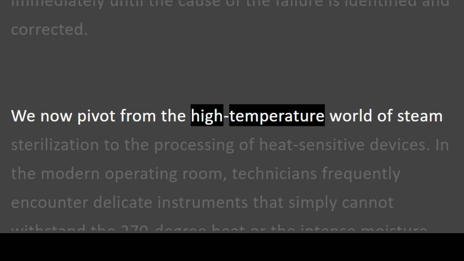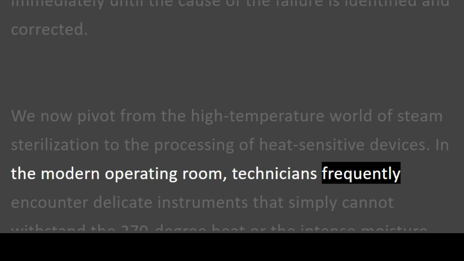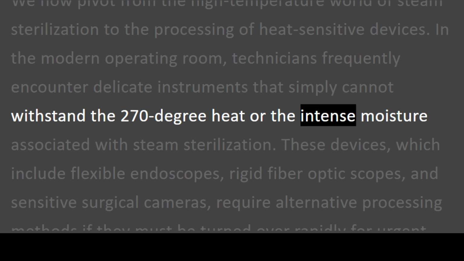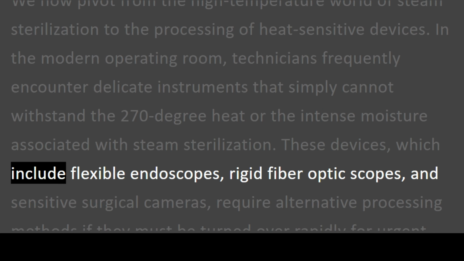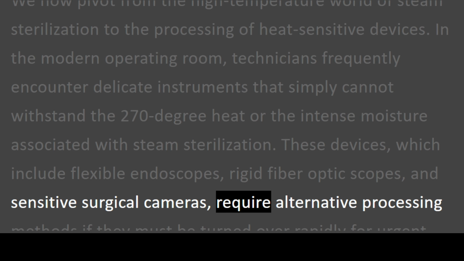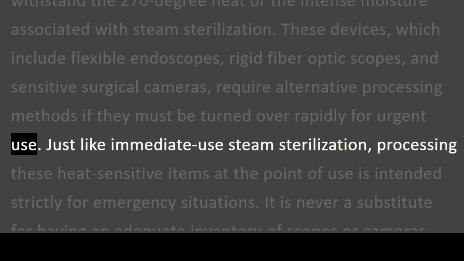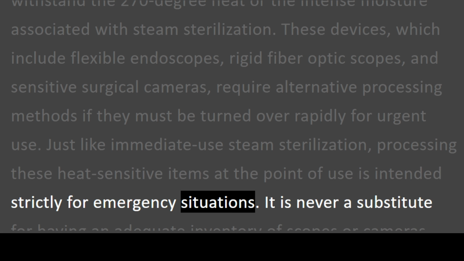We now pivot from the high-temperature world of steam sterilization to the processing of heat-sensitive devices. In the modern operating room, technicians frequently encounter delicate instruments that simply cannot withstand the 270-degree heat or the intense moisture associated with steam sterilization. These devices, which include flexible endoscopes, rigid fiber optic scopes, and sensitive surgical cameras, require alternative processing methods if they must be turned over rapidly for urgent use. Just like immediate use steam sterilization, processing these heat-sensitive items at the point of use is intended strictly for emergency situations.